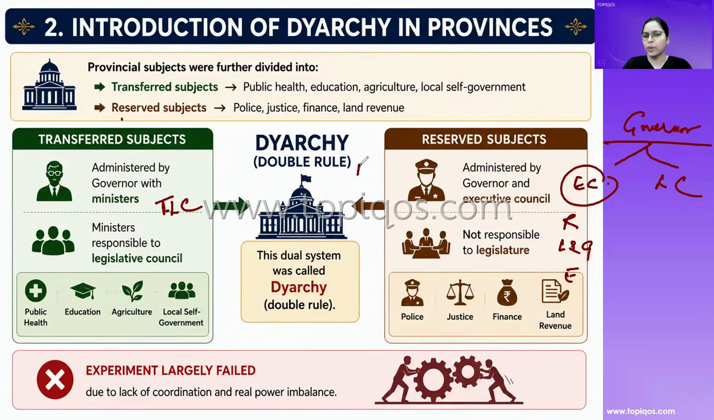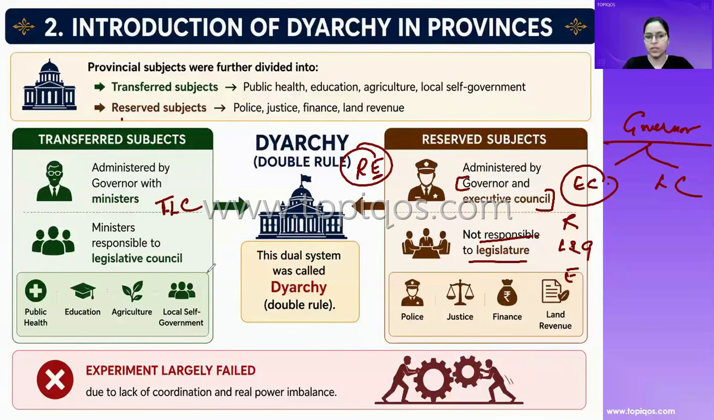Reserved subject, you have to remember RE. The meaning of this is that these subjects will be administered by the governor and his executive council only. E means executive council, without being responsible to the legislature. So they are not responsible to the legislature while they are making laws over reserved subjects. I hope it is pretty clear.